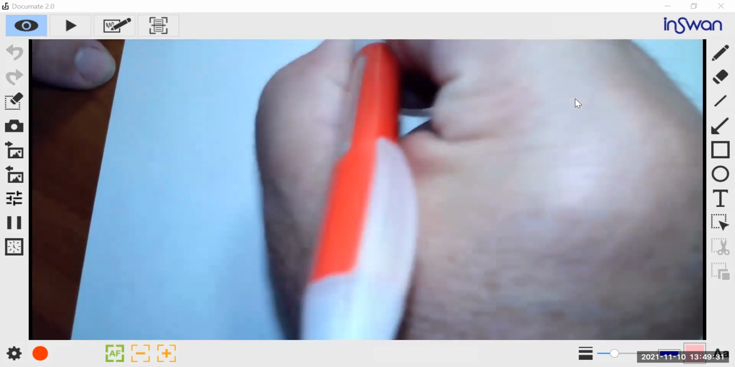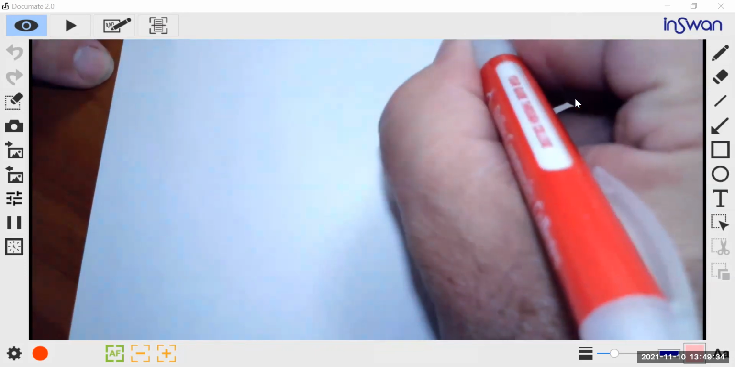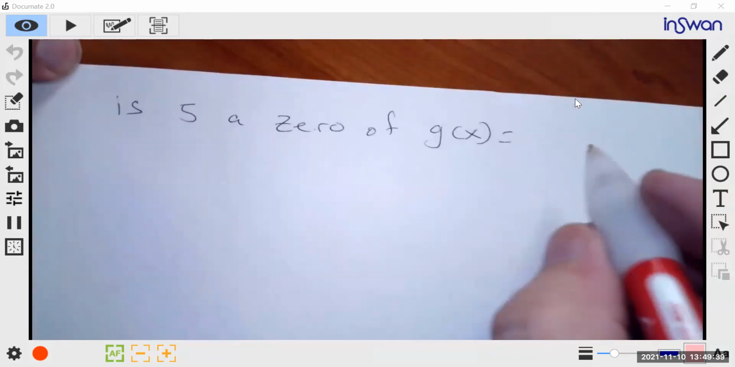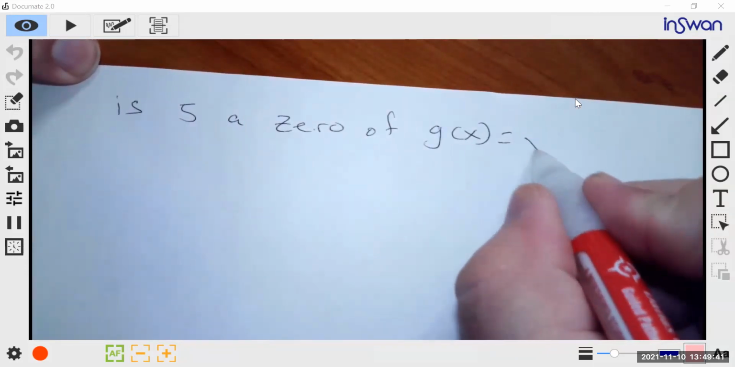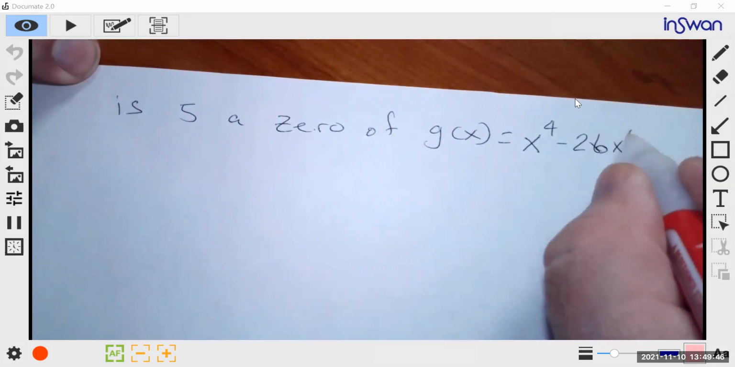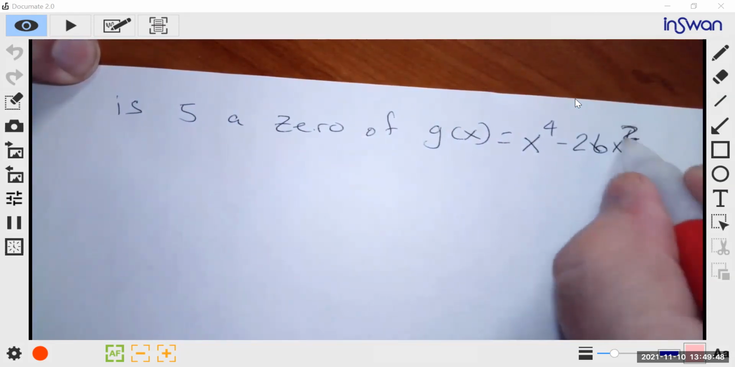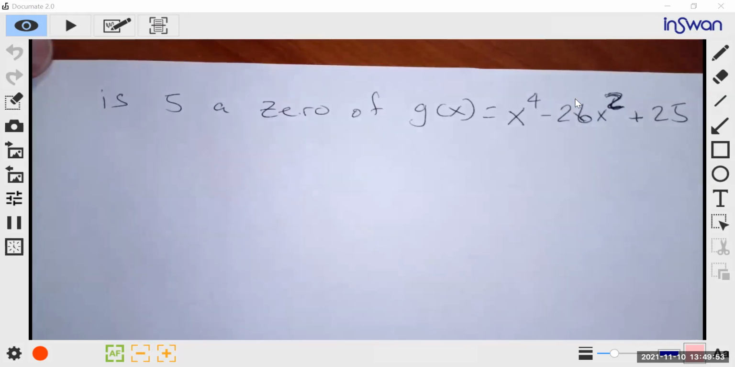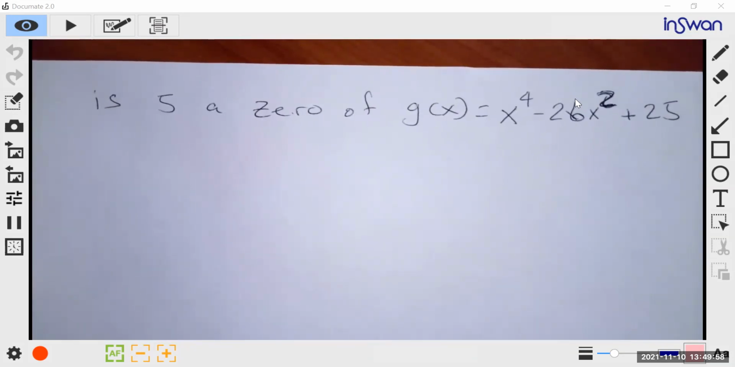Is 5 a 0 of g of x equals x to the 4th minus 26x squared plus 25? I mean, the fastest way of just taking a guess is a 50-50 shot. But mathematically, how do you do it?